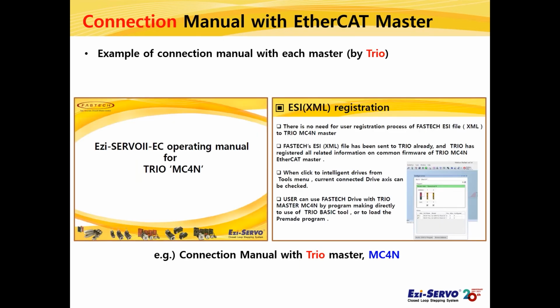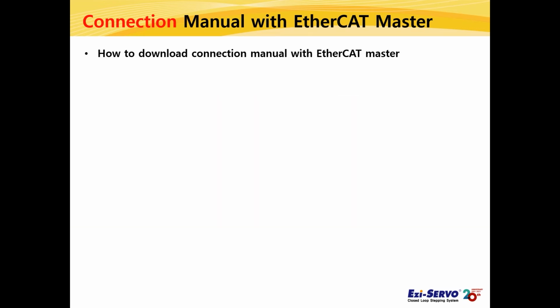Next, let's look at the connection manual example. This is the connection manual for MC4N, the EtherCAT master of Trio and FASTECH EtherCAT slave. The connection manual contains the ESI file registration method, and master and slave connection method. If you set the connection according to this manual, you can connect the master and slave easily and without problems, and without reading the connection manual of the master. And EtherCAT connection manual with each master can be downloaded from FASTECH website.